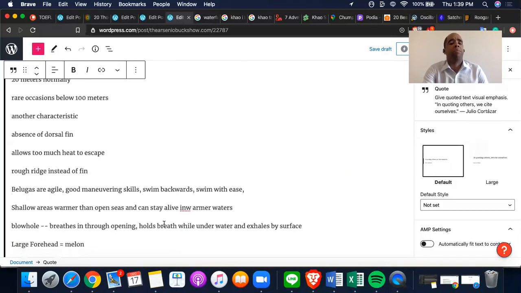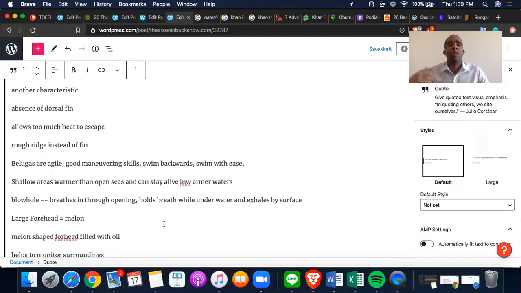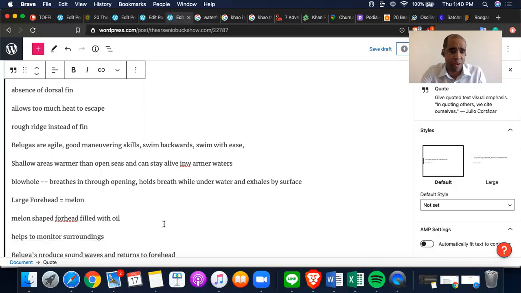Another characteristic, the absence of the dorsal fin, allows too much heat to escape. It has a rough ridge instead. Belugas are very agile, good maneuvering skills, and can swim backwards with ease. Shallow areas, it's warmer than open seas. It can stay alive in warmer waters. Not exactly sure what I wrote down there, but who cares?